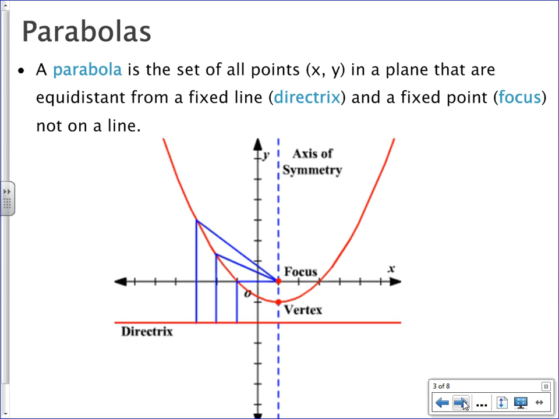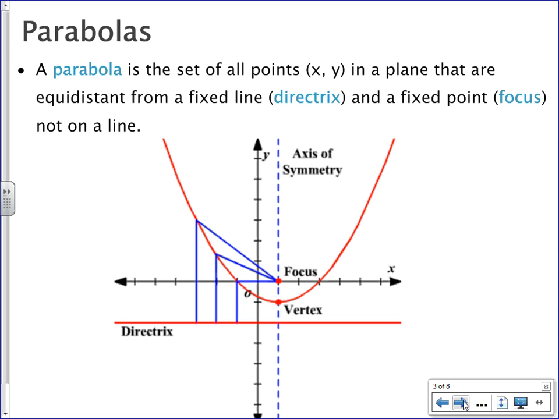Outside of our parabola, here sitting underneath is this horizontal line, or what I'm going to describe as a line perpendicular to the axis of symmetry. This is our directrix. So every single point along this red parabola is the same distance from the focus as it is from the directrix.